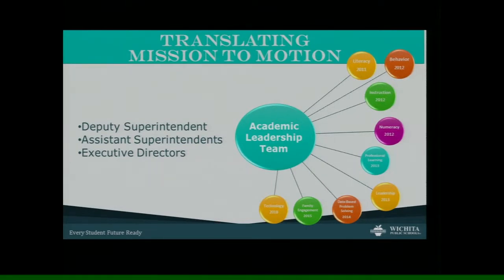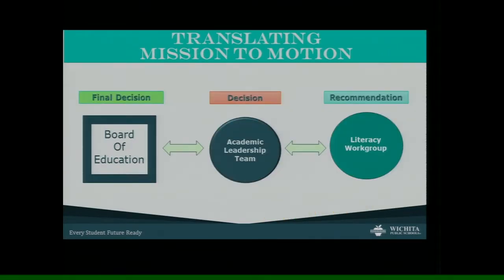Our first work group began in 2011 at the top, that's the literacy work group. And then our most recent work group was the technology one that was added at the bottom this year. So what our work groups do, they recommend and problem solve together and make recommendations to the academic leadership team. We have tonight a recommendation for you from the literacy work group that went to the academic leadership team, and now the final decision is with you, the Board of Education.